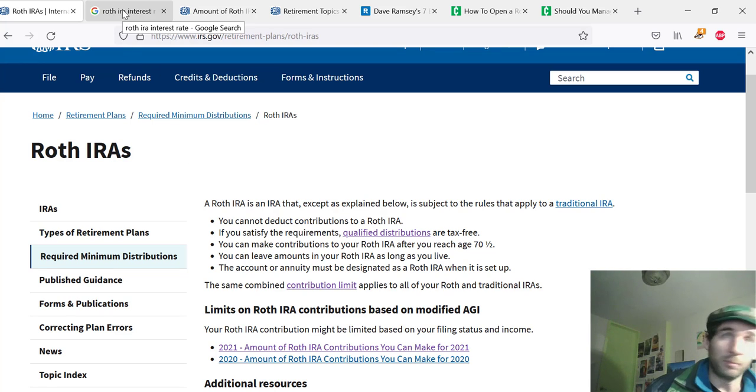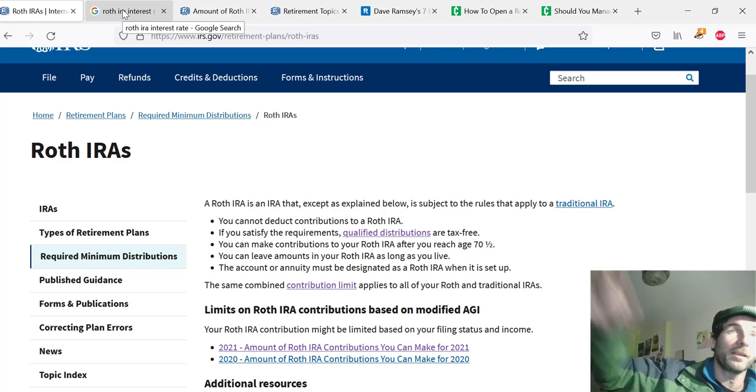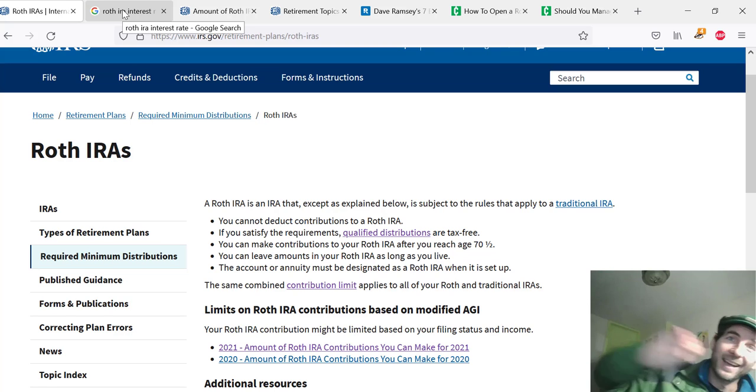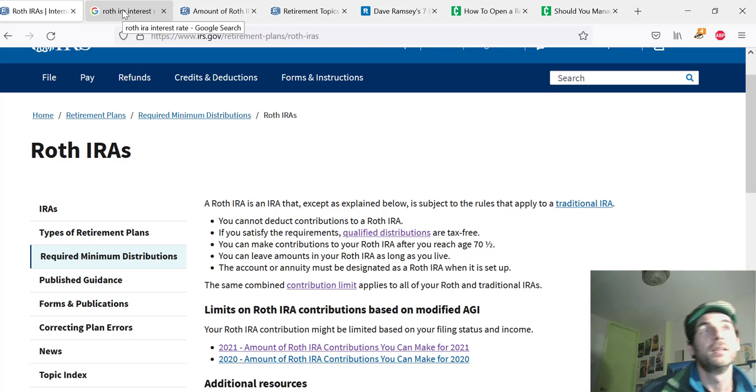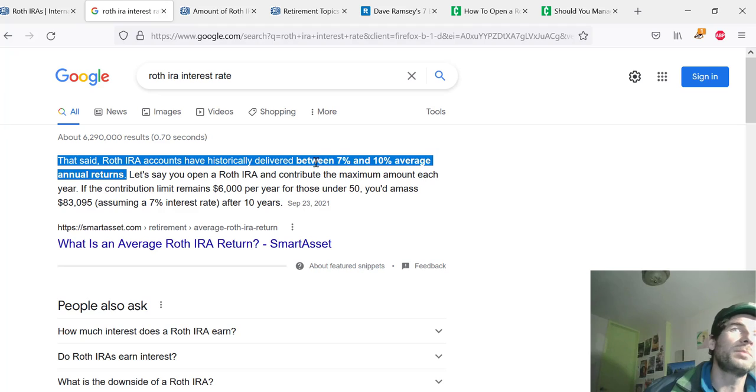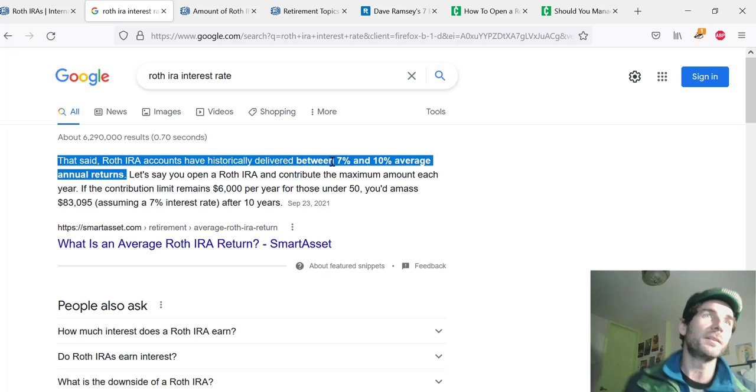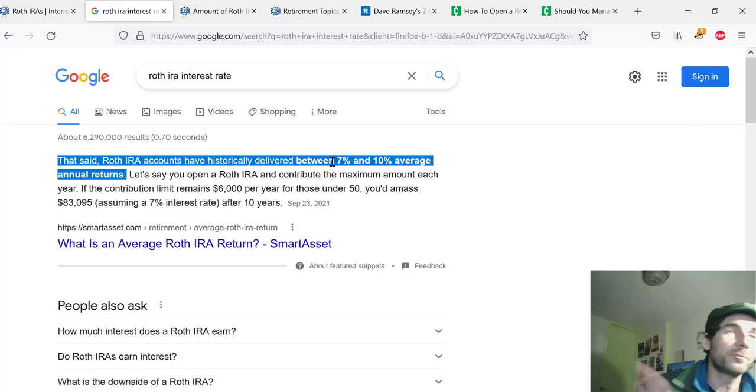Now, what interest rate are you looking at? Could be anywhere from 5 to 13% on average. Of course, these things go up and down. Some years it might be negative 20%. Another year might be plus 35. But on average, historically, you're talking between 7 and 10%. But I've seen them as high as 14% over the last 40 years.